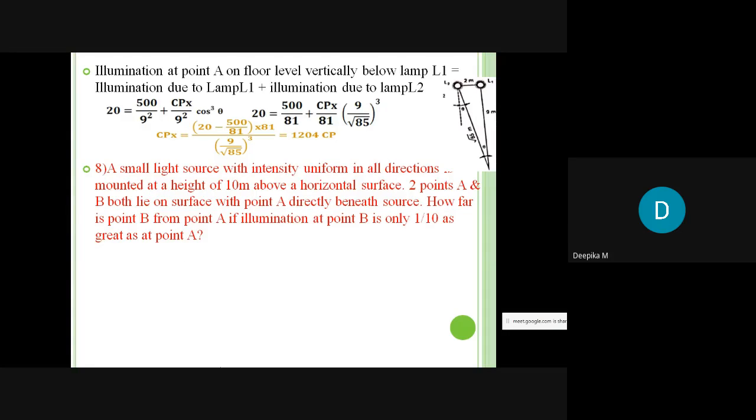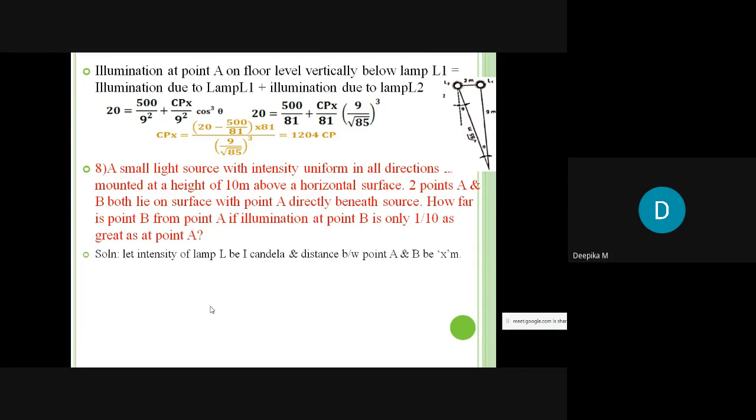Next we have a small light source with intensity uniform in all directions, mounted at a height of 10 meter above a horizontal surface. Two points A and B both lie on the surface with point A directly beneath the source. How far is point B from point A if illumination at point B is only one tenth as great as at point A?